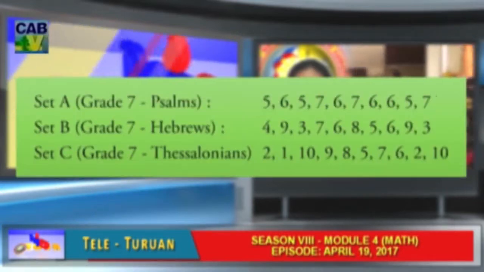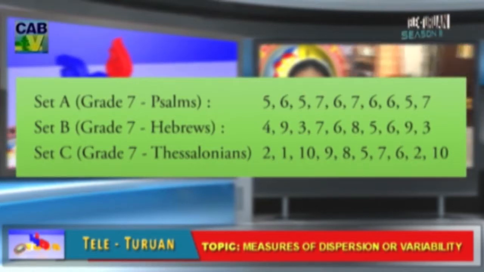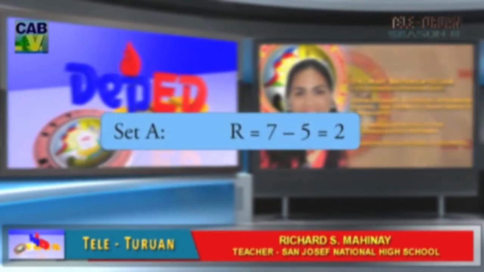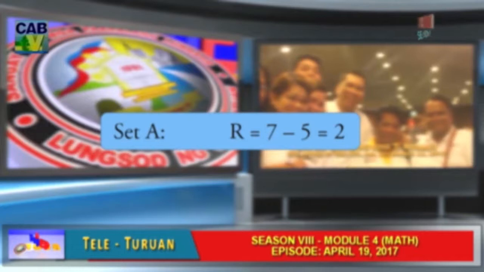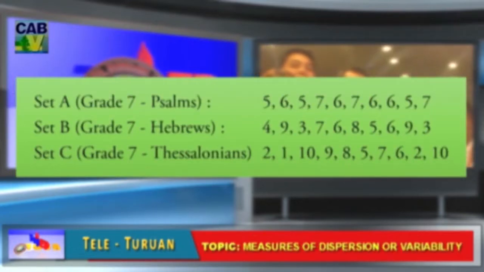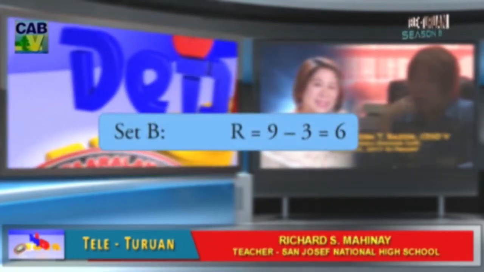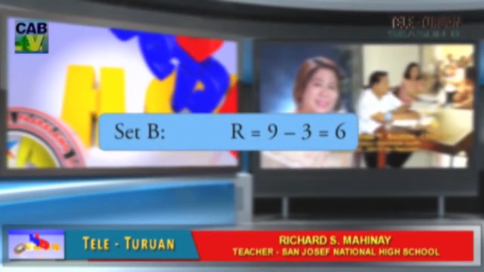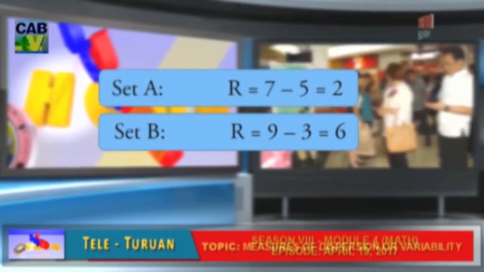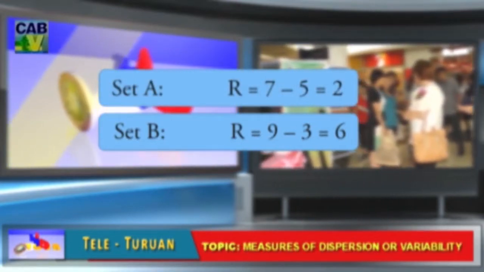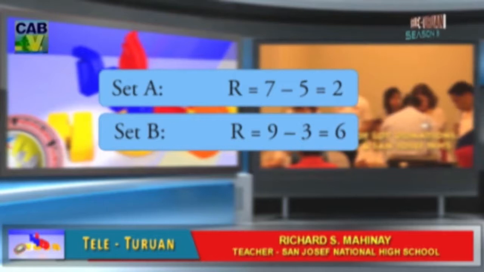For set A, the highest score is 7 and the lowest score is 5. So 7 minus 5 is 2. The range for set A is 2. For set B, the highest score is 9 and the lowest score is 3. 9 minus 3 is 6. The range for set B is 6. Compared to the first set, using range, set B has greater value. Therefore, set B is more dispersed than set A.